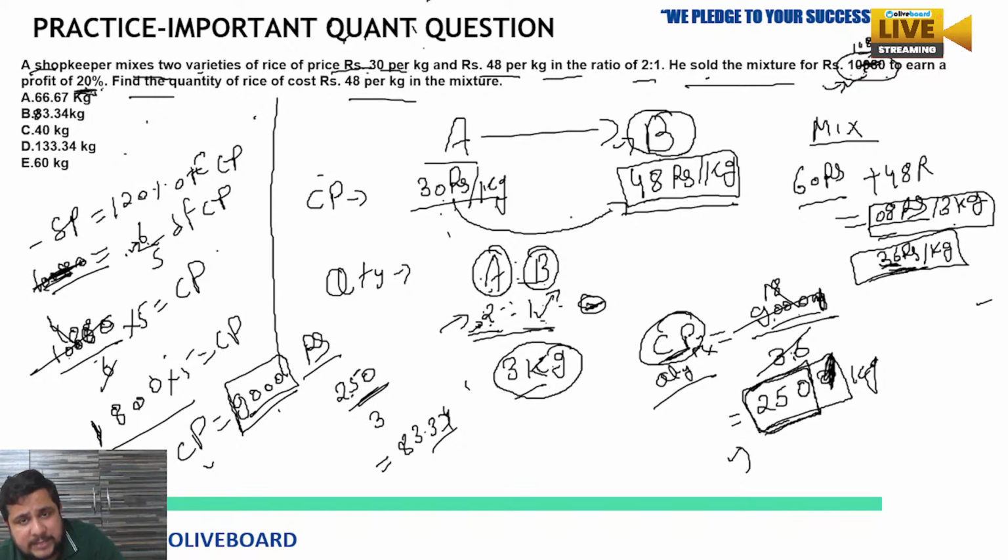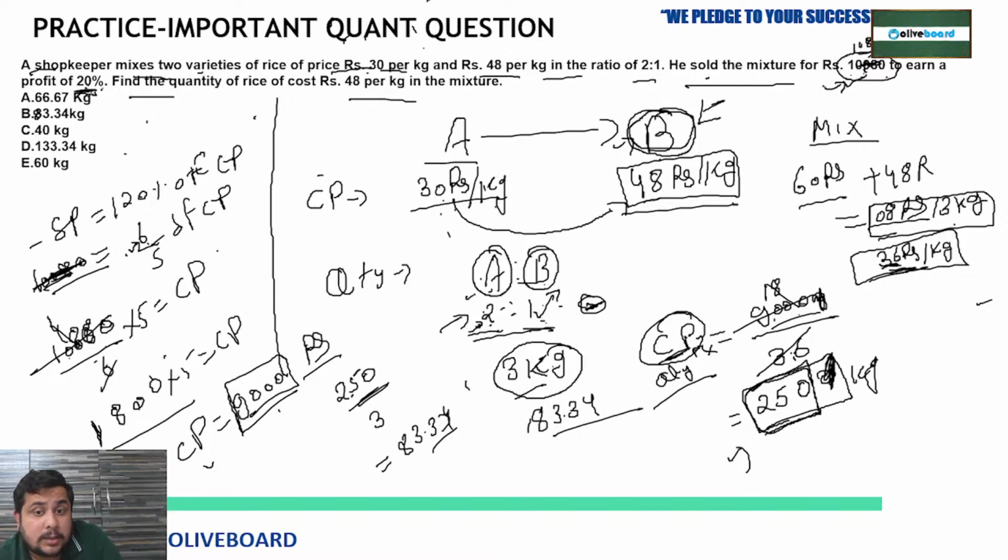rupees per kg mixture price, right? Rice quantity. So if we talk about B type rice quantity, that would be 83.34, right? And if we talk about the A type, first type, 30 rupees per kg quantity, right? This type of rice quantity, so it will be what? Just double of that, means 166.67.